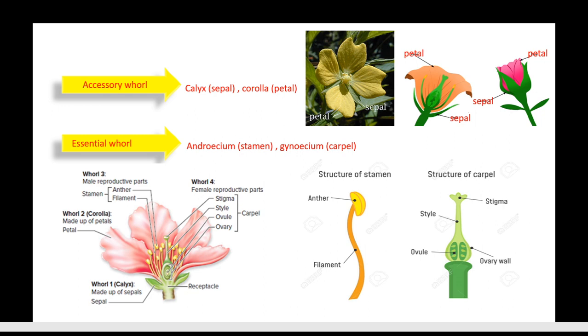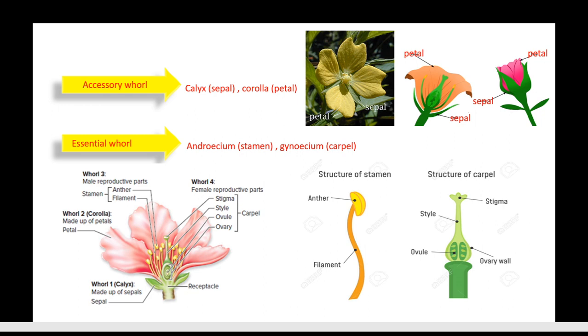Now come to the corolla. It is the second whorl of floral leaves, which are called petals. Petal is the singular form, while the plural of petal is termed corolla. These petals protect the inner two whorls and also function for attraction of insects for pollination. In this way, calyx and corolla are called the accessory whorl of the flower.